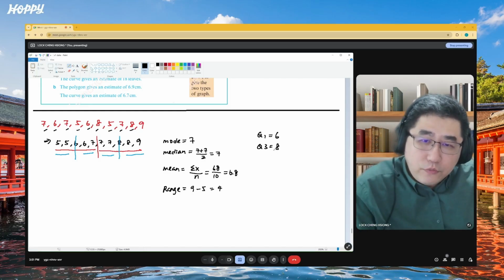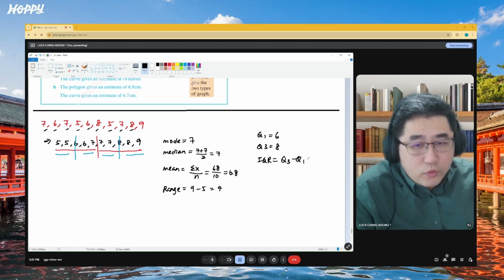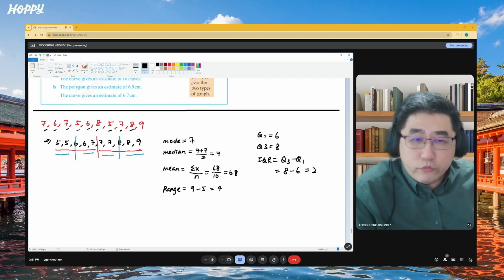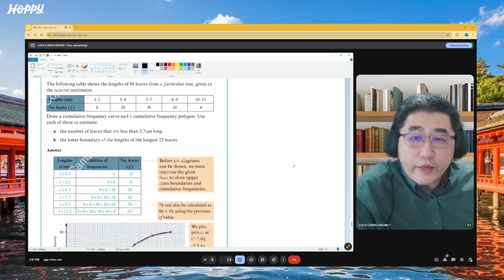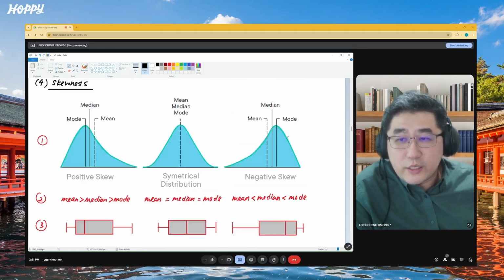Then after that we have Q1, Q3, then we have IQR. IQR means Q3 minus Q1. You have 8 minus 6, that gives you the value 2. After that, what do we need? We need percentile.